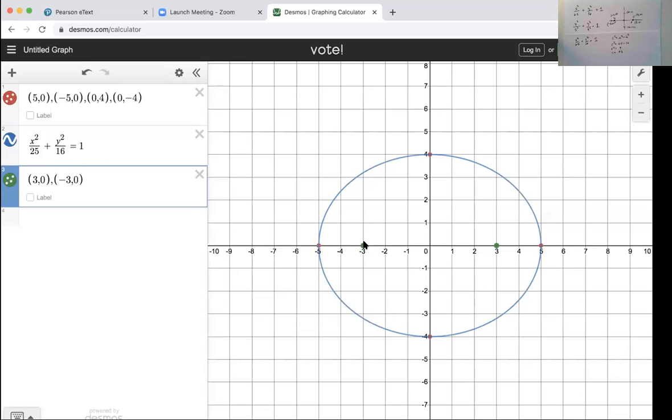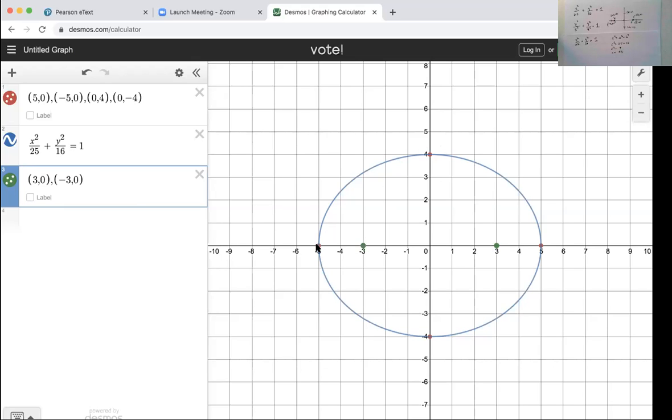The distance from this focus to that point, notice this is 3, this is 4. That distance would be 5. A 3, 4, 5 triangle. Similarly, from this focus to that point, 3, 4 is also 5. So if you add those two distances together, 5 plus 5 is 10.